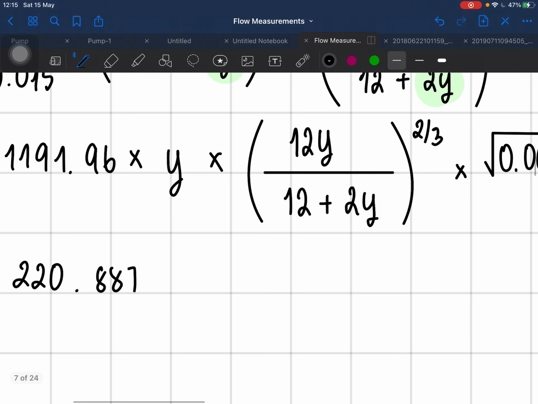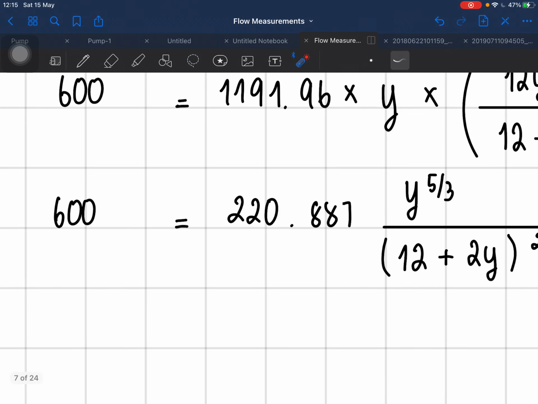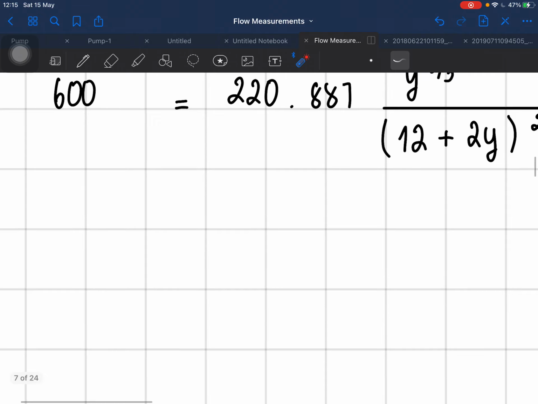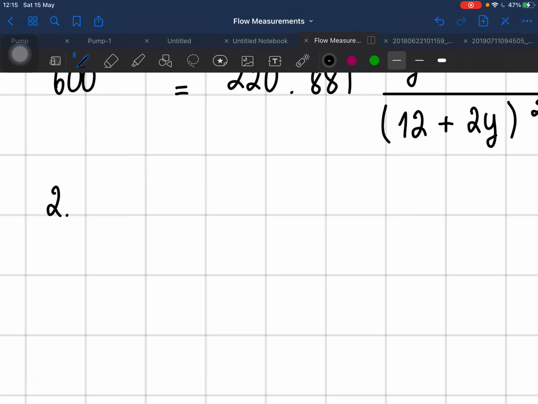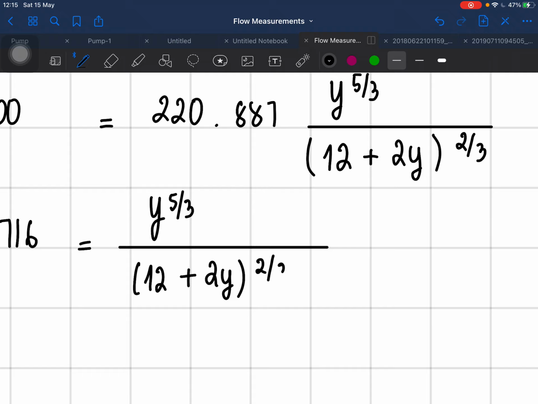Okay, so it's quite fun because we are trying to rearrange back and forth the equation to find the answer. 2 over 3 this way. Okay, and then we can move this one here by dividing, so I'll just use 600 divided by the answer. It's 2.716 equal to this one here, y to the 5 over 3 over 12 plus 2y to the 2 over 3.